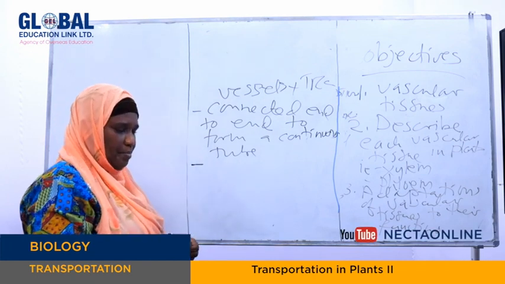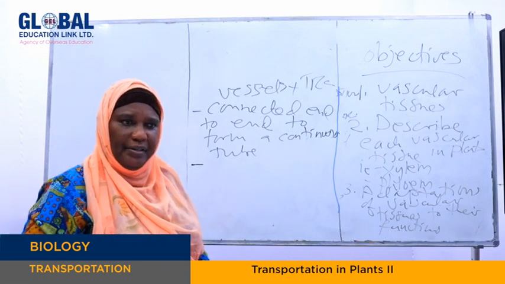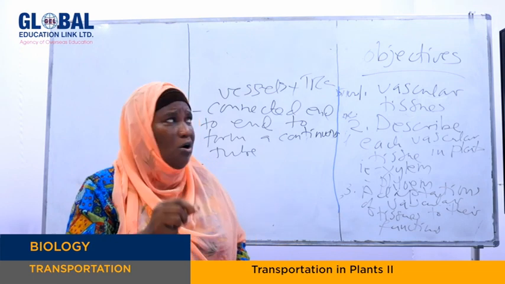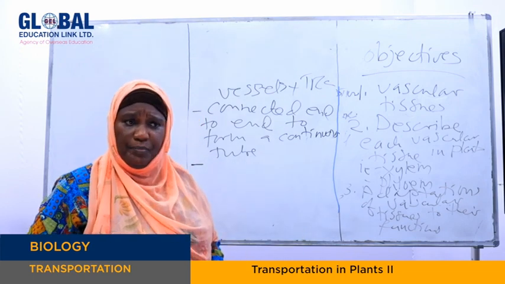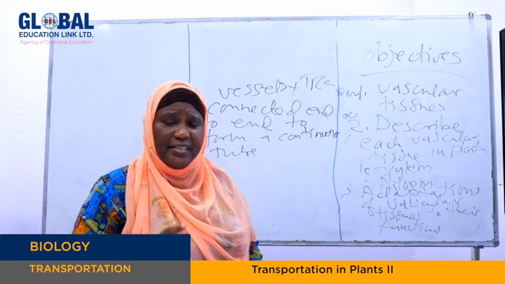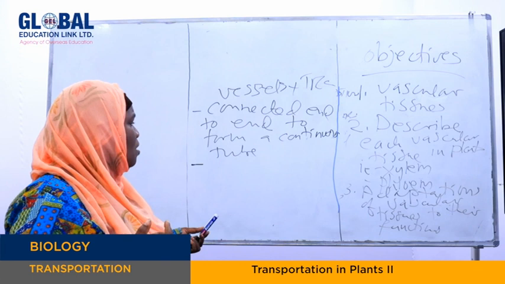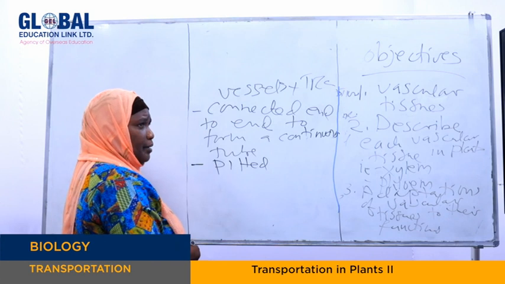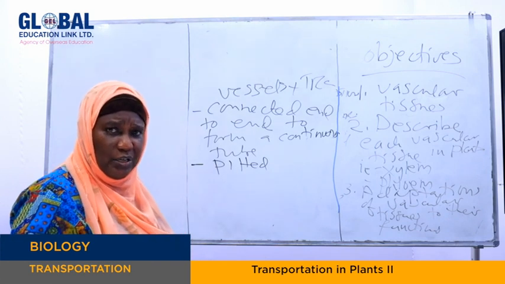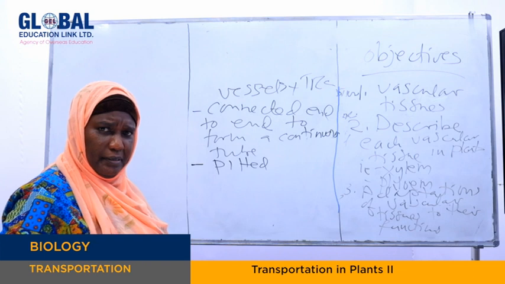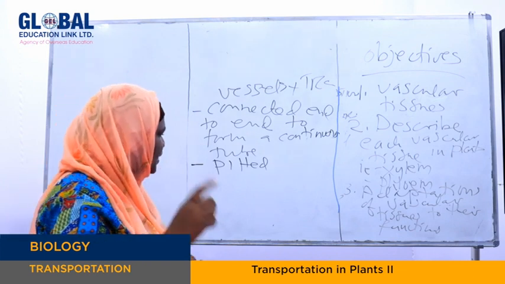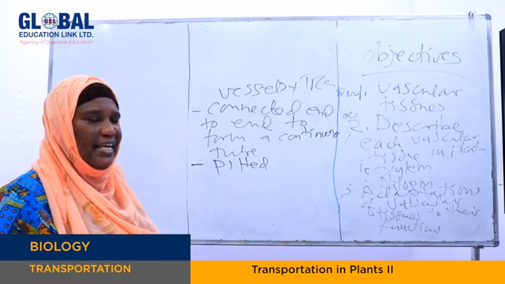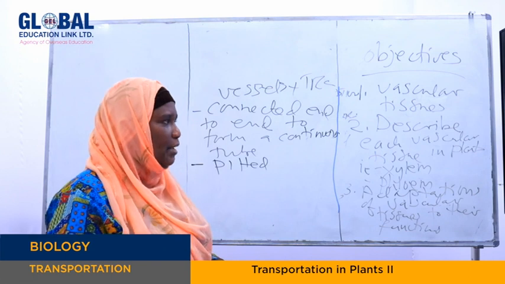Adaptation number 2. You check the things which are found in the walls of the xylem. You may realize that we said that the wall is pitted. It contains what? Pits. Why pits? To facilitate lateral movement of water.